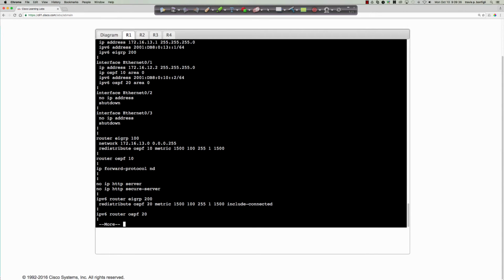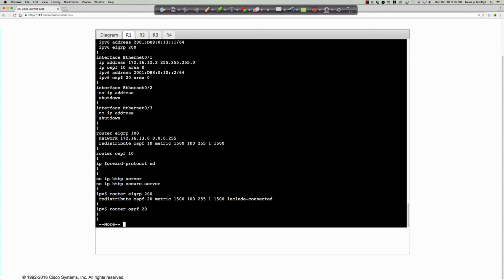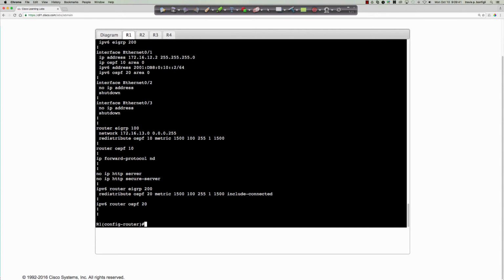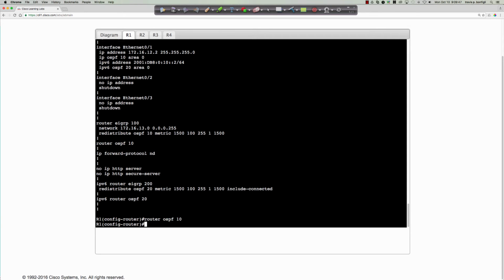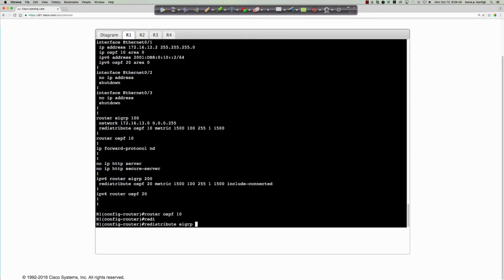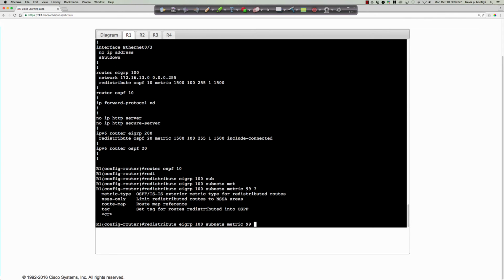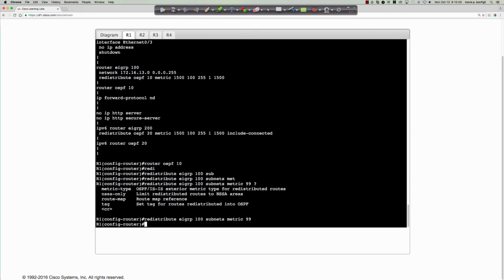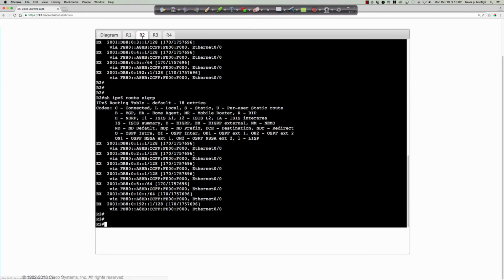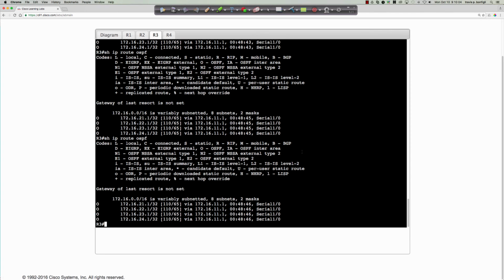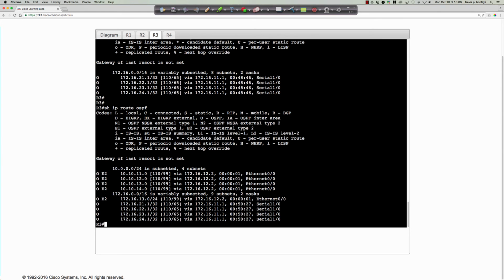And let's see, on router 1, it's not even there. All right, let's make sure we're getting this done properly here. That's interesting. So we're going to say router OSPF 10, redistribute EIGRP 100 subnets metric, and we're going to set the metric to 99. I'm going to hit enter. And that should get us back to where we're going to see things, and there we go.